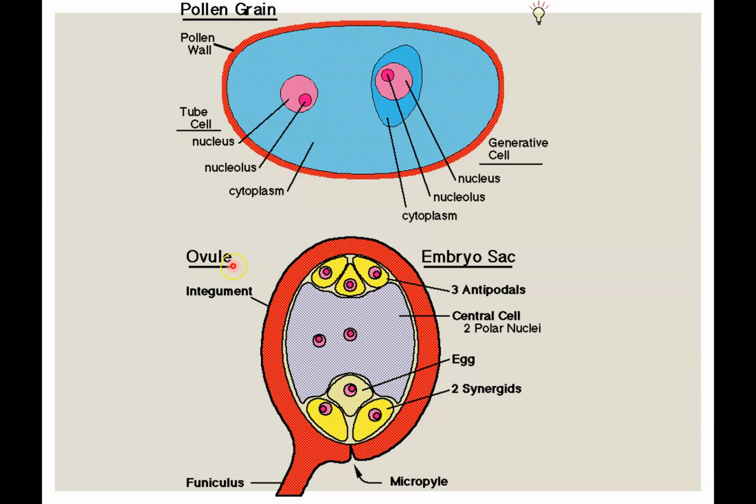Now the ovule will contain the embryo sac. And remember, the embryo sac is a multicellular structure that contains many cells. It's going to contain cells called the 3 antipodals. These antipodal cells are located opposite to the micropyle, the opening through which the pollen tube is going to come to fertilize the egg. And the egg cell is surrounded by 2 cells called the synergids.